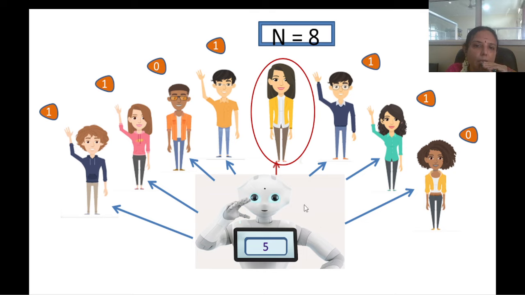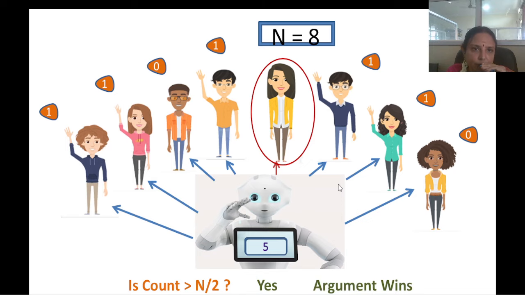Now how do you decide the majority? You need to check whether count is greater than n by 2. That means we are checking for a 50% majority. If more than 50% of n agree, then we declare this argument wins. So now we are checking count is greater than n by 2. What is count? 5. 5 is greater than 4. Yes, so we declare that the argument wins.